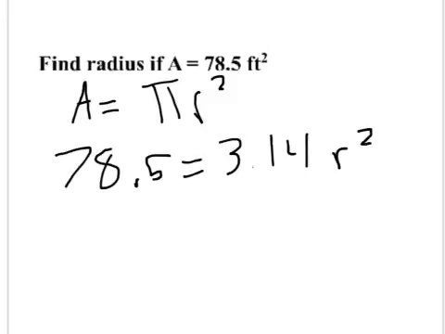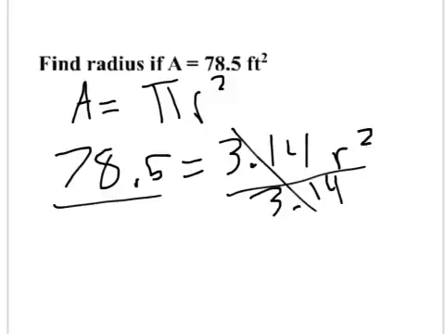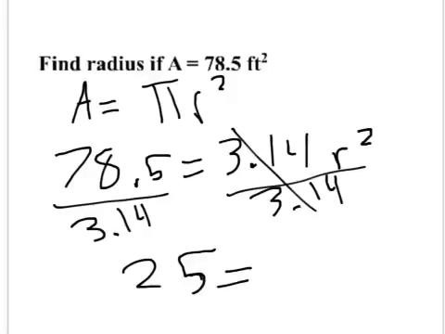So, Blaine, what do I need to do to get r squared by itself? Divide by 3.14. Divide both sides by 3.14. 78.5 divided by 3.14 is 25. That gives me r squared. What do I need? r. So how do I get r out of r squared? Divide by 2? No, because it's r times r, right? Divided by 25? No.